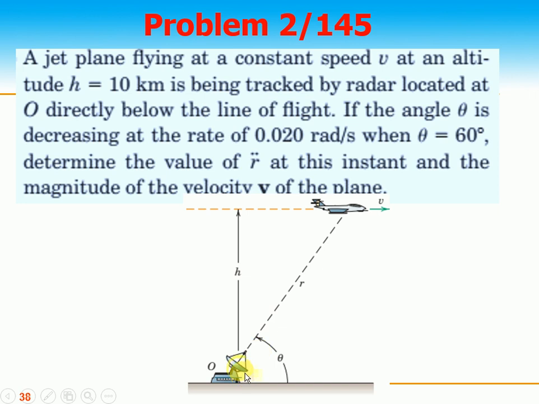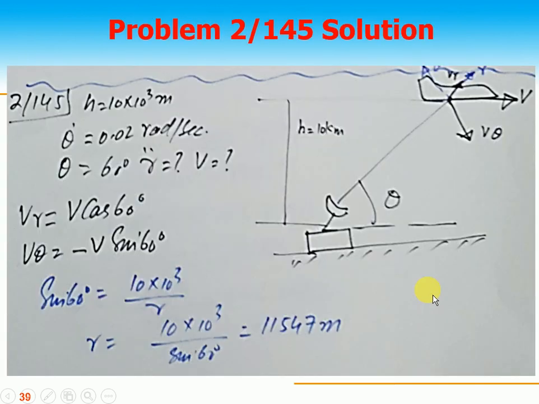So we are tracking this plane from this radar, and it is moving in the horizontal direction with velocity V, with radius R and height H. This height is 10 km, right? Theta dot is 0.02 radian per second, given to you. Theta is 60 degrees, R double dot is unknown, V is unknown.